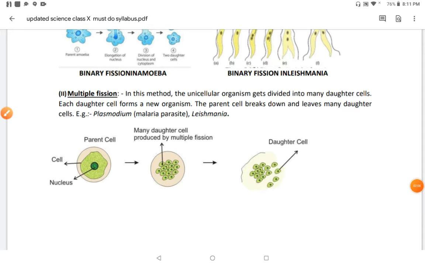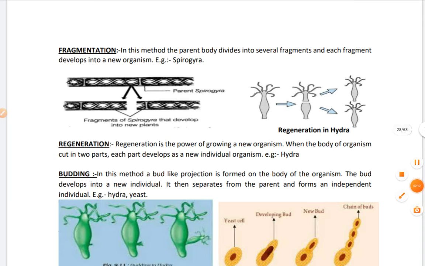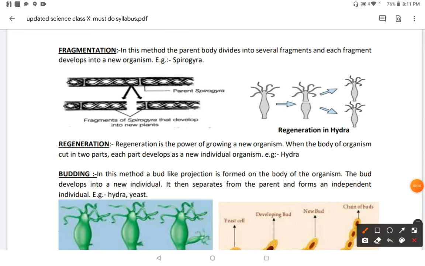Now the next is fragmentation. What is fragmentation? It is the method where the parent body divides into several fragments, meaning parts, and each part again develops into a new organism, like Spirogyra. This is an example of fragmentation. This is the parent Spirogyra. When it divides into two parts, a new Spirogyra develops again.